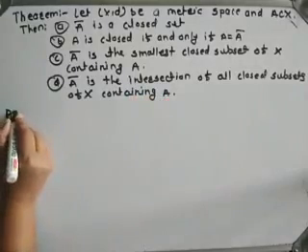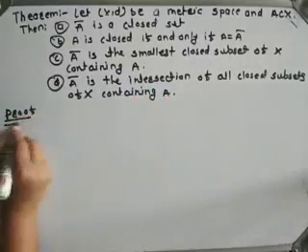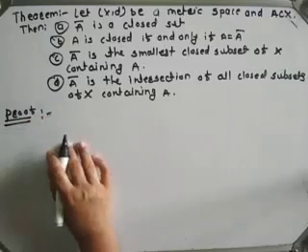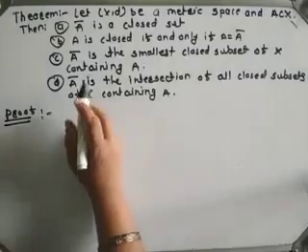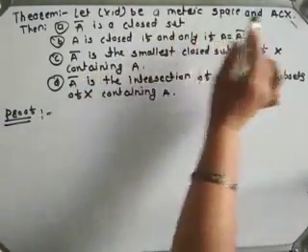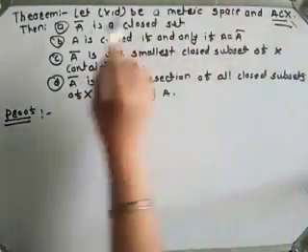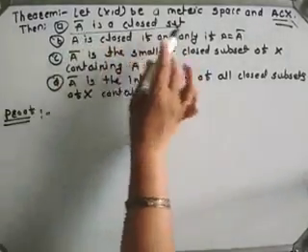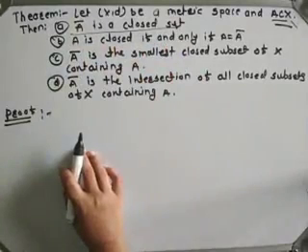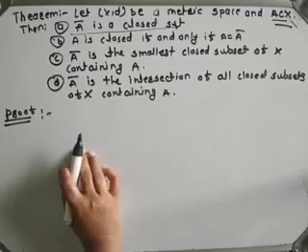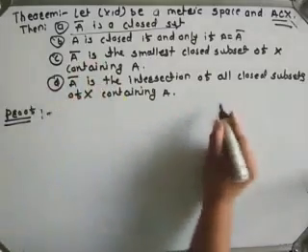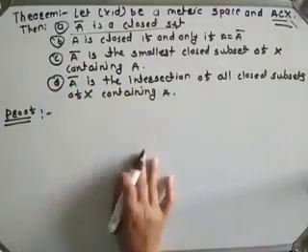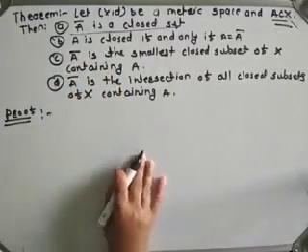Let us see the proof of this theorem. First we prove part A. What is given? X is a metric space and A is a subset of X. In the first part we have to prove that A closure is a closed set. For this we will show that A closure contains all its limit points.